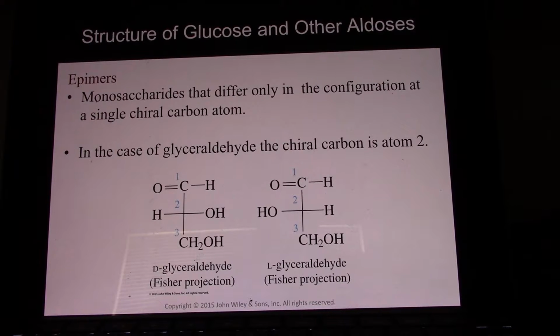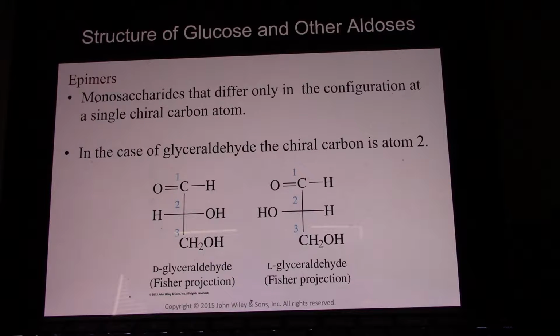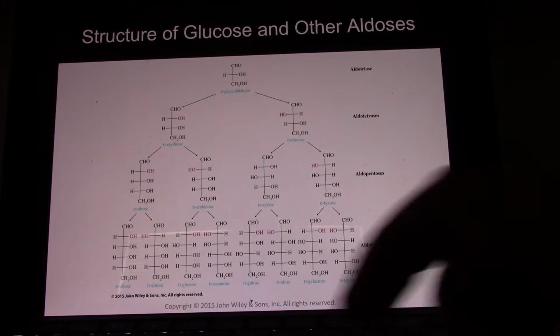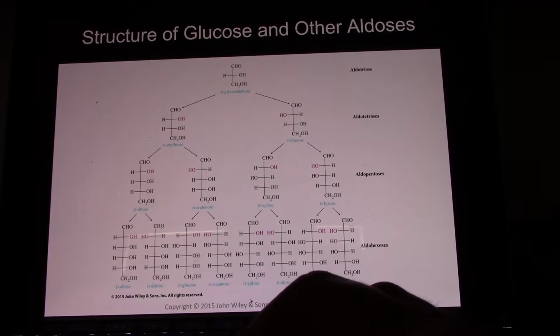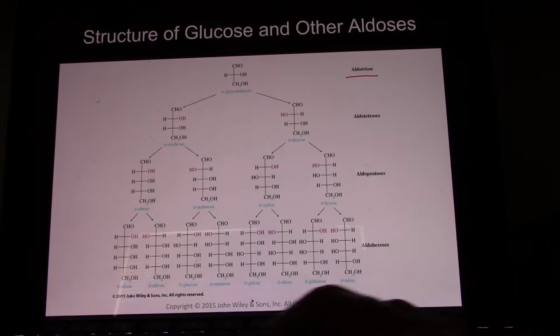Epimers. These are monosaccharides that differ only in the configuration at a single chiral carbon atom. In the case of glyceraldehyde, the chiral carbon is atom 2. And so, here's an aldotriose, glyceraldehyde.